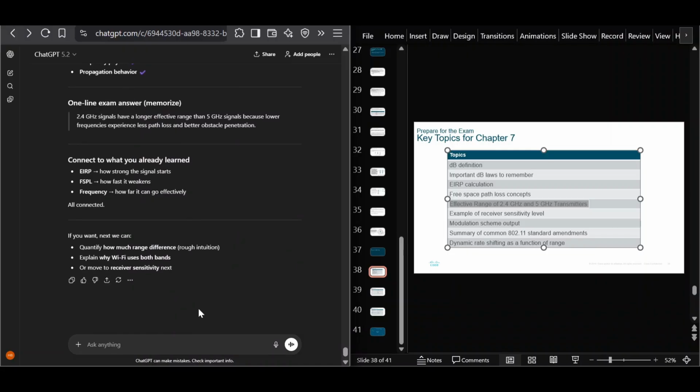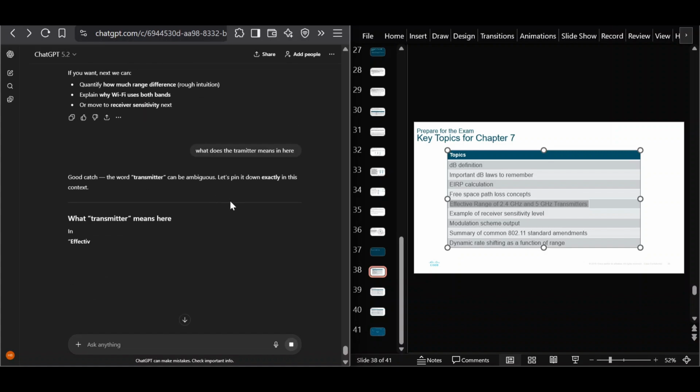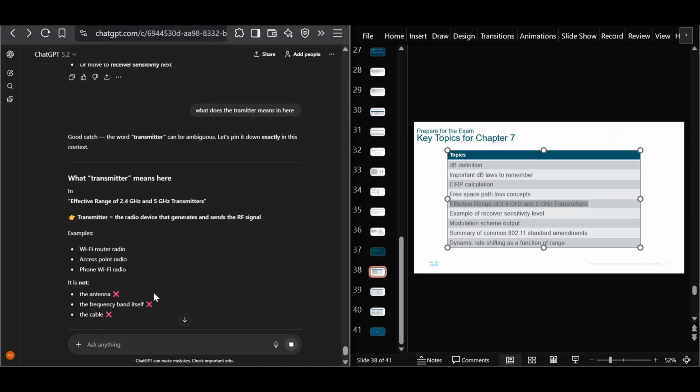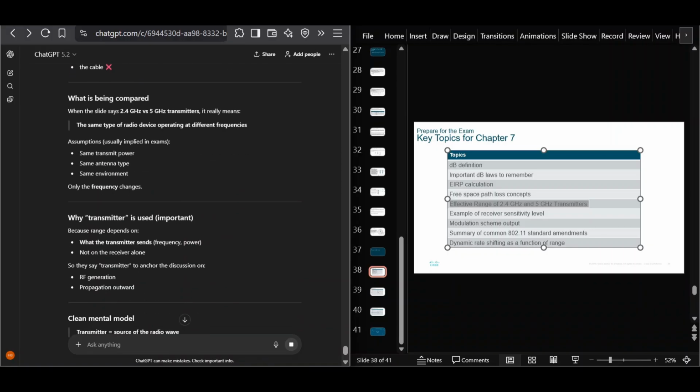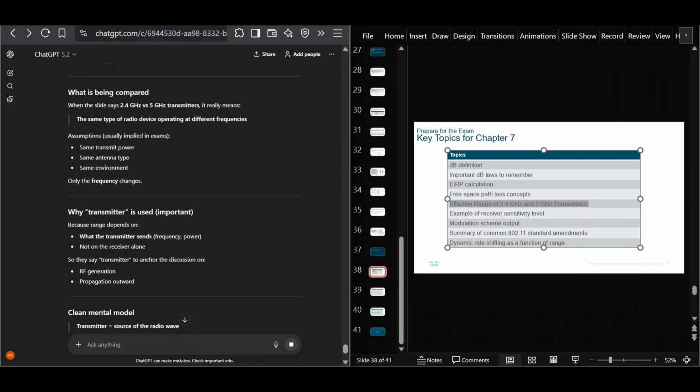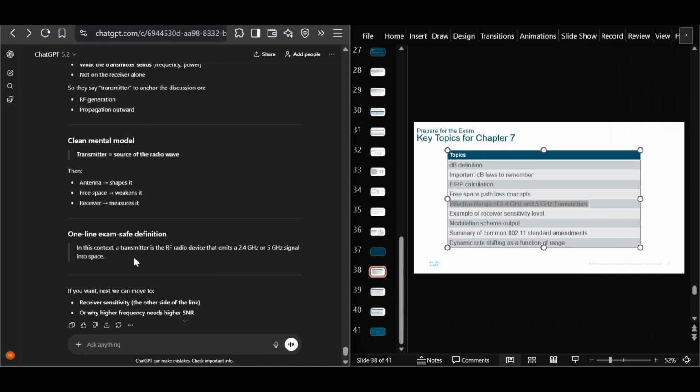Another thing to understand: effective range of a transmitter. The transmitter is the radio device that generates and sends the Wi-Fi signal, like an access point or router, for the exam. Okay. Why transmitter? Because it concerns frequency and RF propagation. Okay.